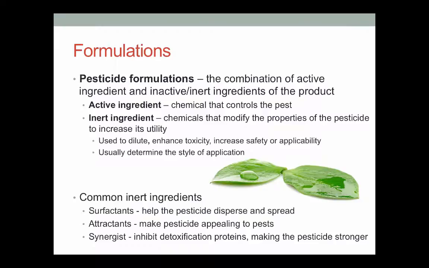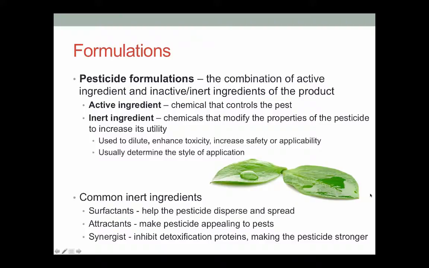Some of the most common inert ingredients you may see would be things like surfactants. These are chemicals that basically stop the water from beading up so that it'll spread out over the leaf. For example, here we've got water on a nice waxy leaf. Oftentimes, if they're really waxy, the water will just bead up, and that's not a super efficient way to spread a pesticide out so it comes into contact with the pest. So you put on a surfactant, which causes it to spread out and to coat the leaf more evenly.